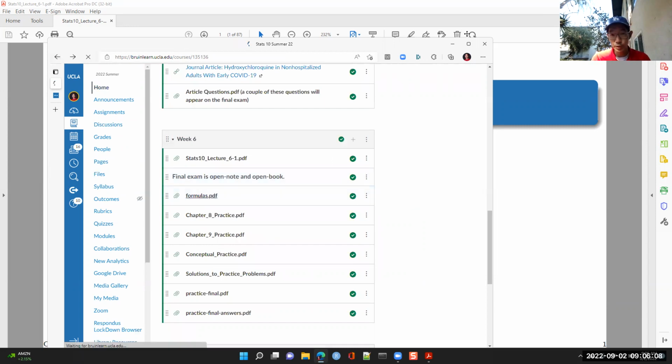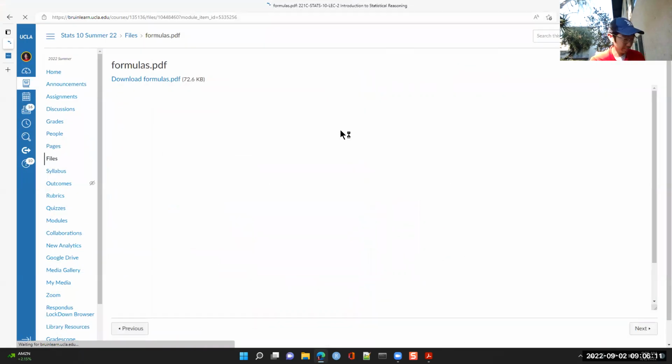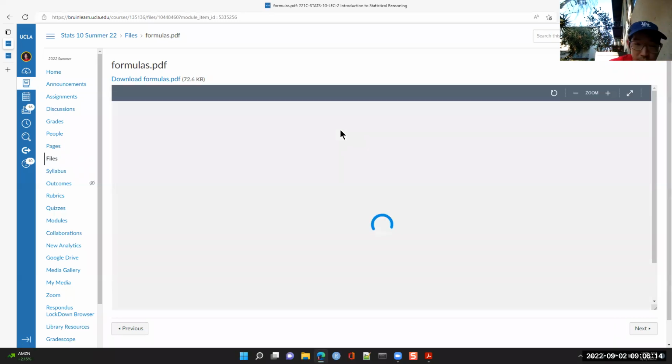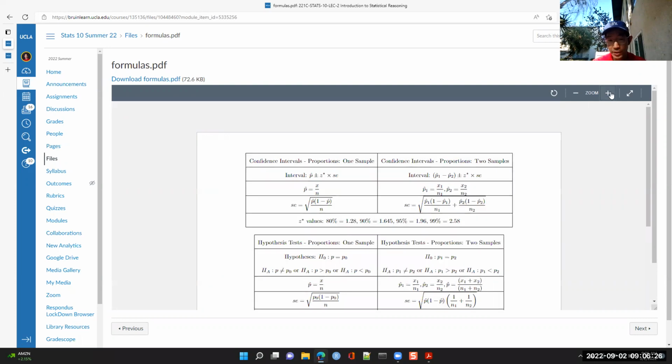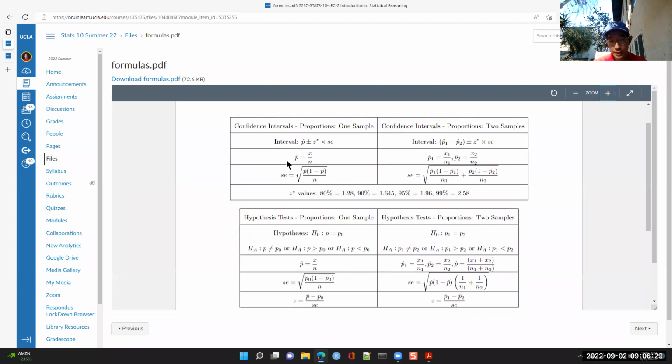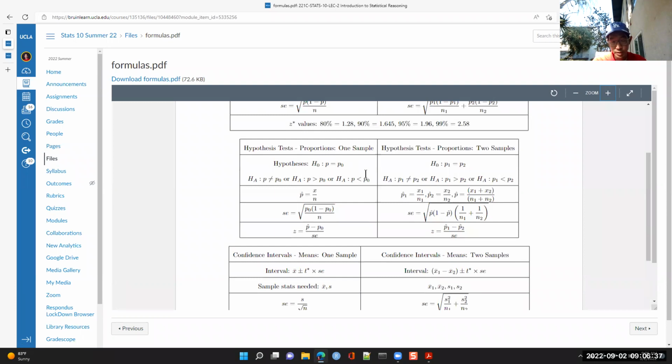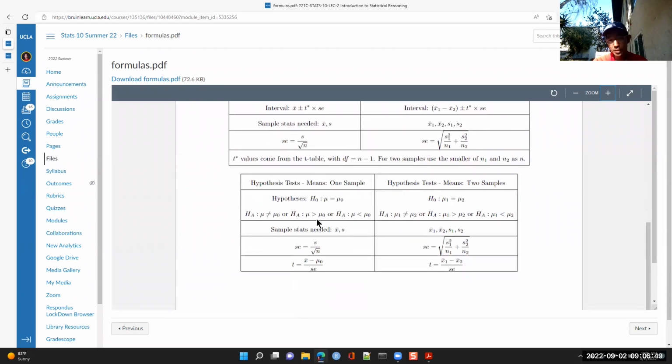Kind of just going back to that formula sheet, you can see in here it gives you the formula for the interval itself, the formula for any kind of test statistic and standard error. Also for hypothesis tests, it lists what the hypotheses would look like, as well as what the standard error is, what your test statistic is, and how these things would go.